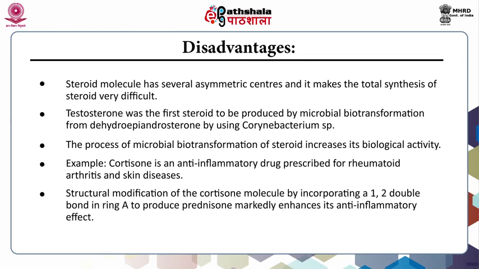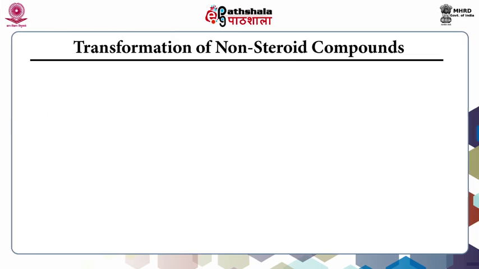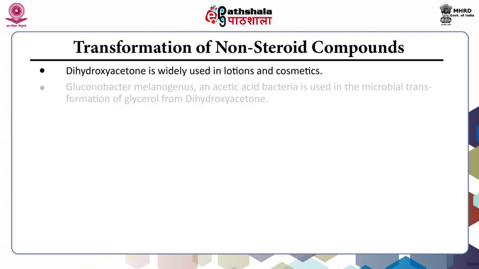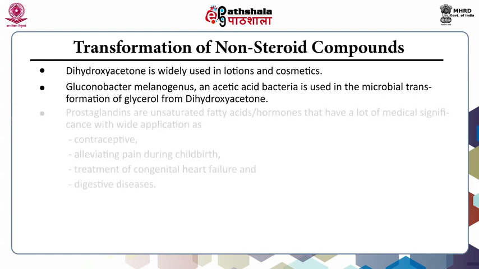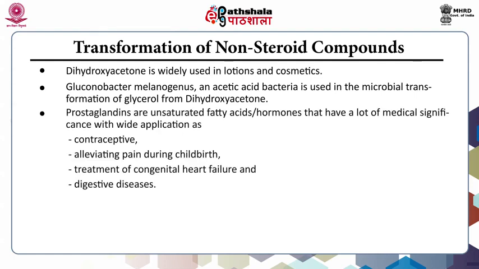Transformation of non-steroid compounds: dihydroxyacetone is widely used in lotions and cosmetics. Gluconobacter melanogenus, an acetic acid bacterium, is used in the microbial transformation of glycerol to dihydroxyacetone. Prostaglandins are unsaturated fatty acids that have a lot of medical significance, with wide applications as contraceptives, alleviating pain during childbirth, and treatment of congestive heart failure and digestive diseases.